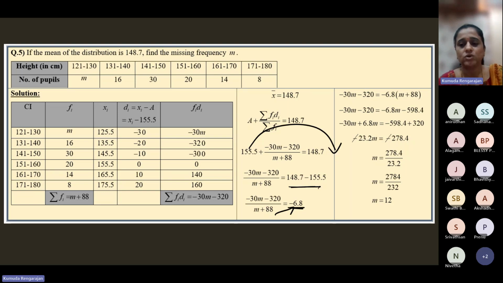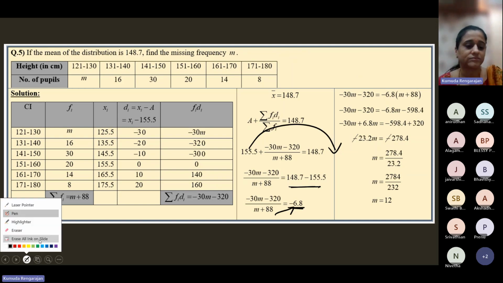And then you have 4 terms, right? There are 2 terms with m in it and 2 numbers. So have the m terms on one side, 2 terms of m on one side, and the numbers on the other side. Like this, we find the value of m. So you can see it's 12.